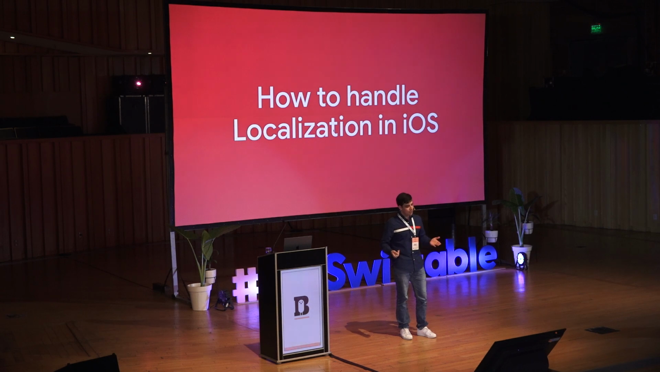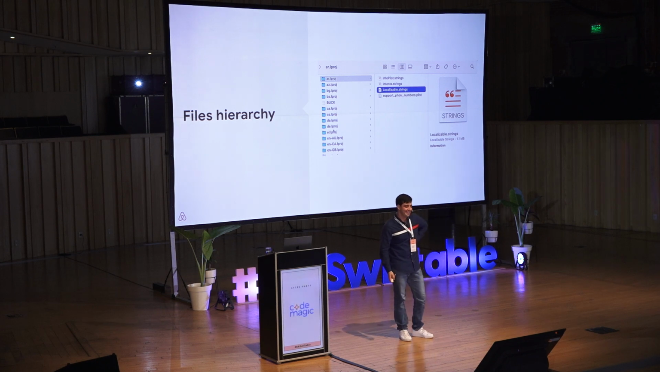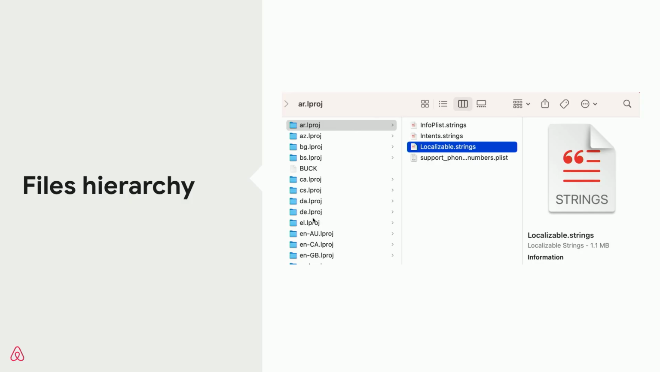So now let's review. Let's go quickly through that. I didn't know there was another localization strings talk, but let's just go right into that. Files hierarchy, we already reviewed that. Just let's highlight something important about the Airbnb localization files. If we take a look at this, a single language is 1.1 megabytes. So that's kind of huge.